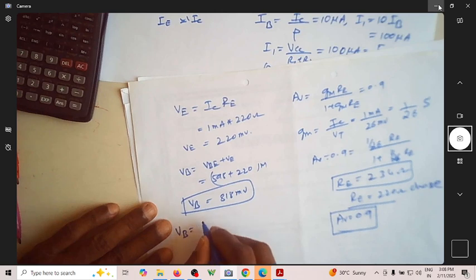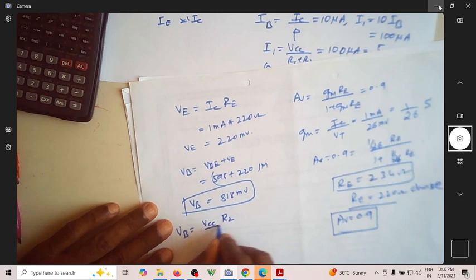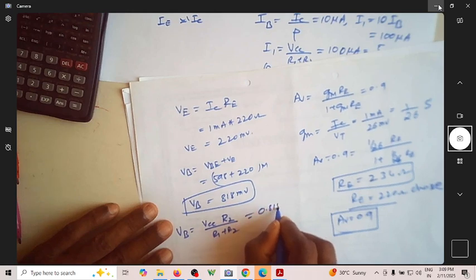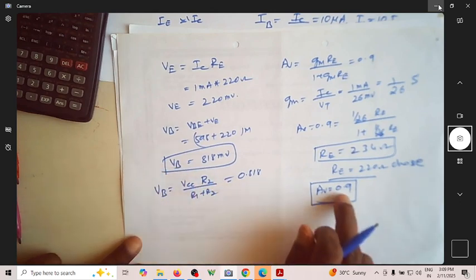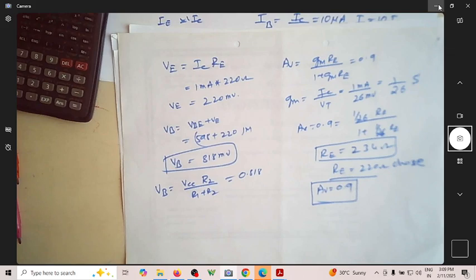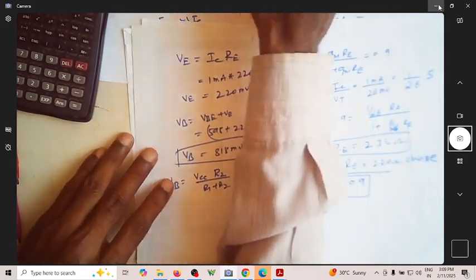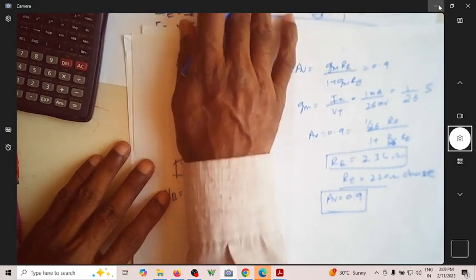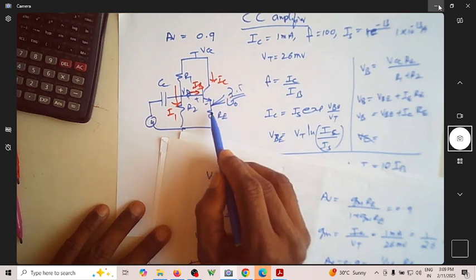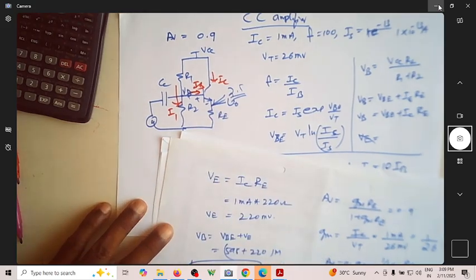VB is equal to VCC R2 by R1 plus R2, which is equal to 0.818. Keep in mind, this is the value of VB for a gain of 0.9. So maybe in the previous example, we had taken the condition that this should be 2.5 volt, and with this being 2.5 volt, then this is some 2.2 kilo ohm or 2.5 kilo ohms. So now the consideration is totally different.